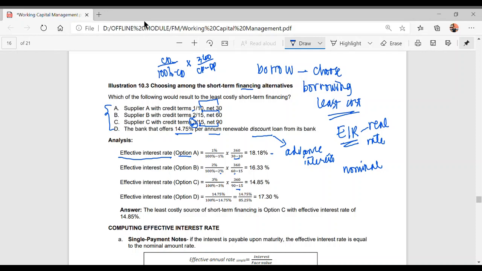So that's why here, that's 14.75% over 100% minus 14.75. Kay discount loan man siya, so gi-minus daan ang interest. So now you will get 17.30%. Okay? So again, what type of borrowing are we going to choose? We have to choose the one with the least cost, pinakagamay nga cost. So among the four, asa man diri ang nay pinakagamay nga gasto, that's 14.85%. Okay?